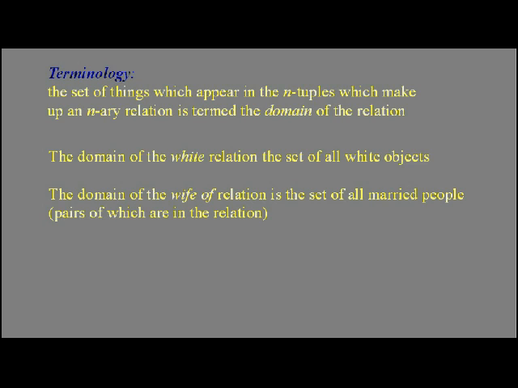The domain of that relation, the white relation, is the set of all white objects. The domain of the wife of relation is the set of all married people, pairs of which are in the relation. Now let's turn to functions. As with relations, we're all familiar with functions in everyday life, and when we use expressions such as depends upon, for example, we will often be invoking some sort of function.